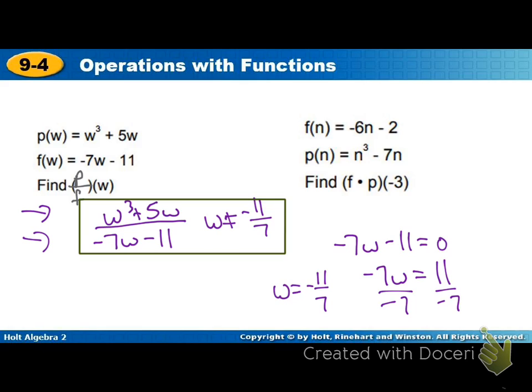So what we'll do is we'll come over here and we will set that denominator equal to 0 and find that restricted value. So if we solve it for 0, we end up that W equals negative 11/7. So to show that it cannot be a part of the answer or part of the domain, we will write it like this.